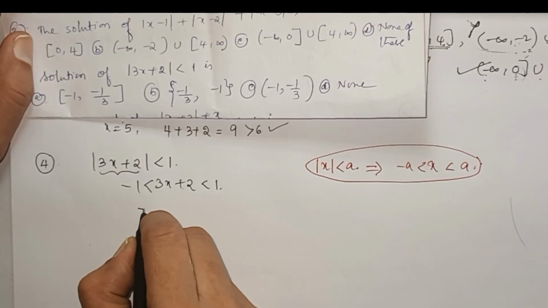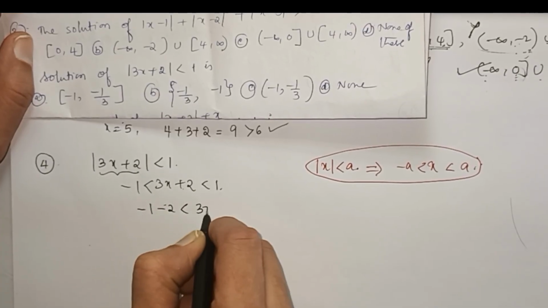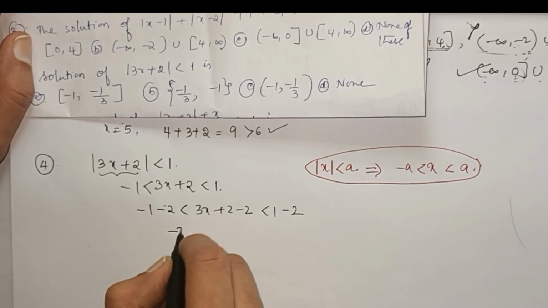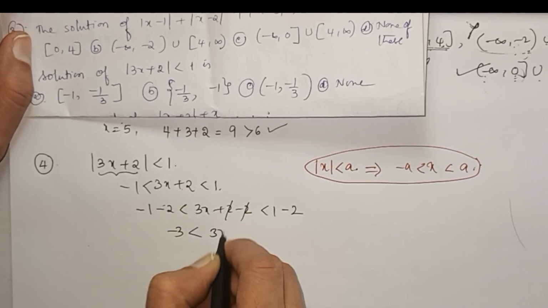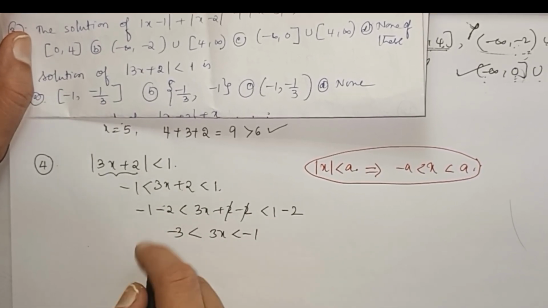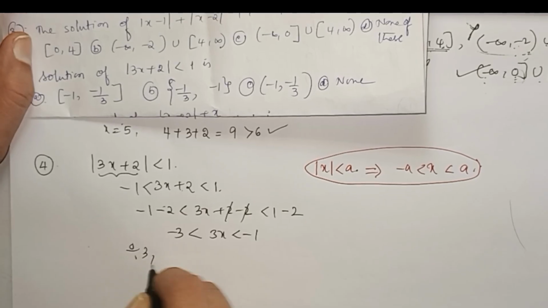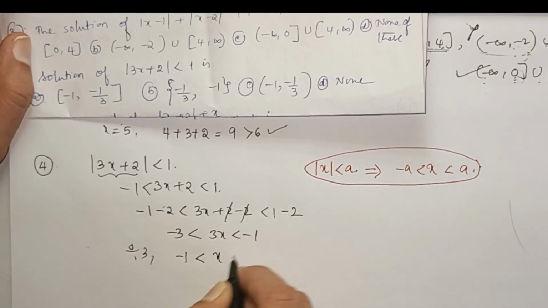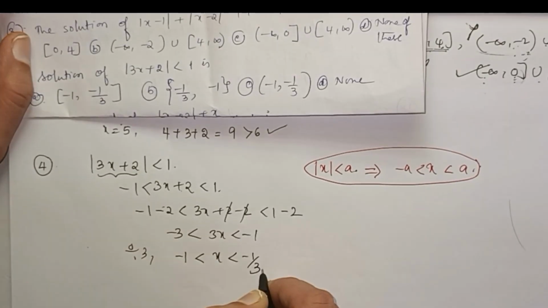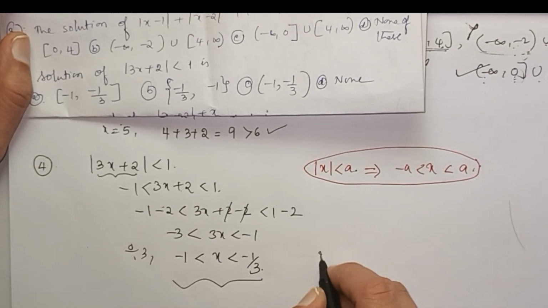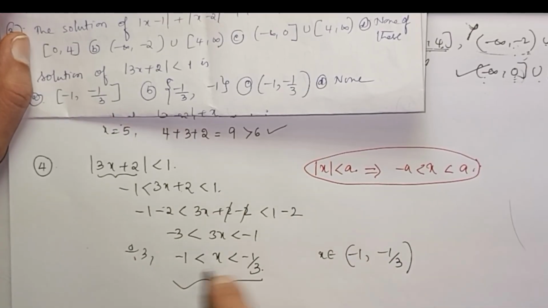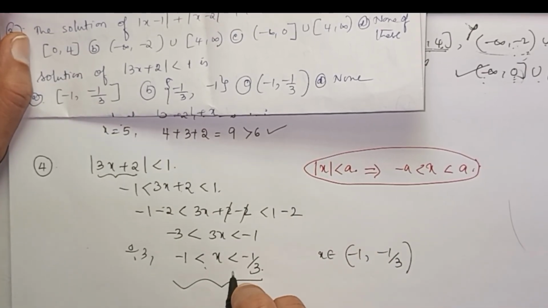You have to solve the double inequality. Subtract 2 on both sides: minus 2 less than 3x plus 2 minus 2 less than 1 minus 2. So the 2 cancels: minus 3 less than 3x less than minus 1. What next is divide by 3. When you divide throughout by 3, minus 1 less than x less than minus 1 by 3. This is the solution set. So x belongs to the open interval minus 1 comma minus 1 by 3, because the inequality is strict.